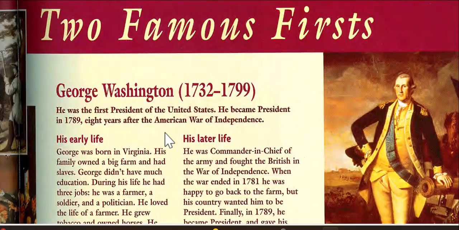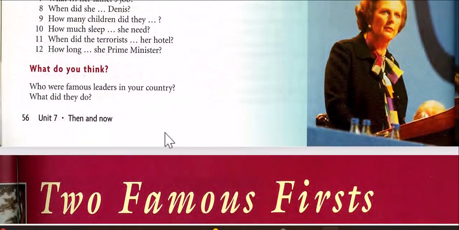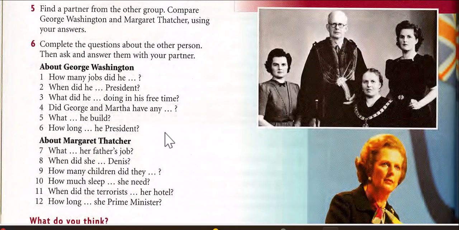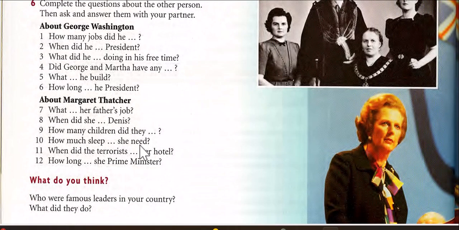What you have to do? Read these two famous personalities' life in the given passages and try to answer these questions about George Washington. How many jobs did he complete? Okay, so about Margaret Thatcher, read these two passages and then complete these questions.